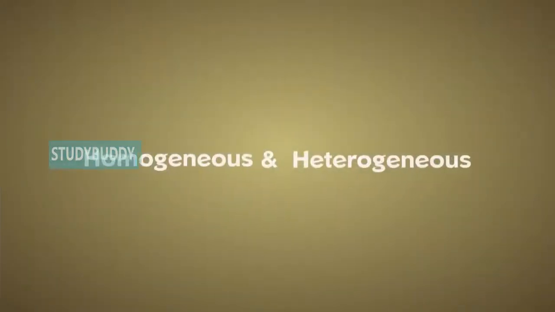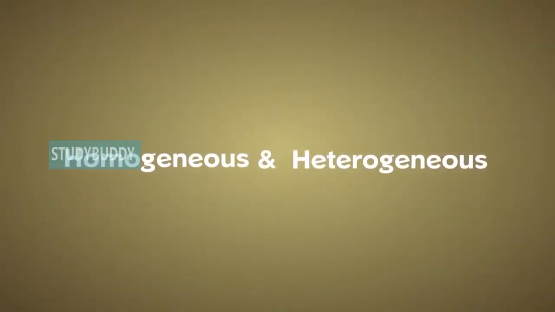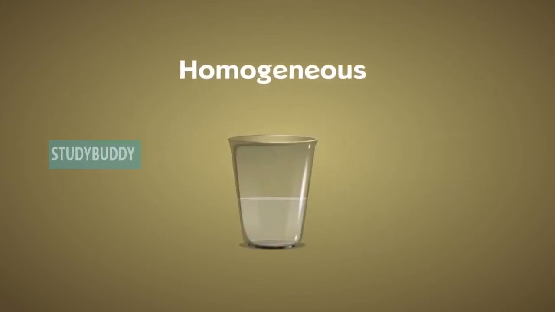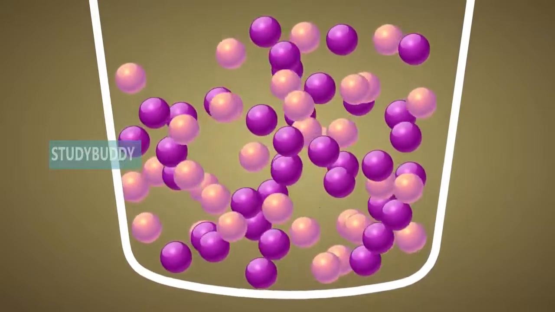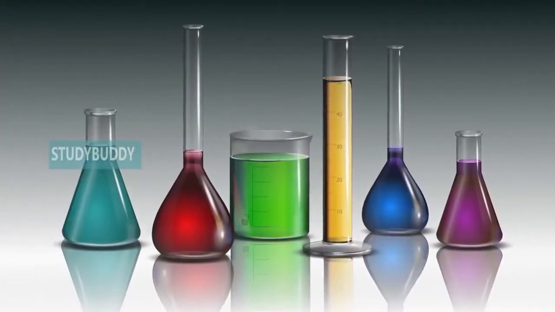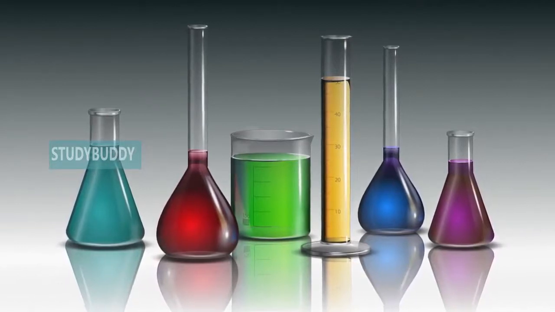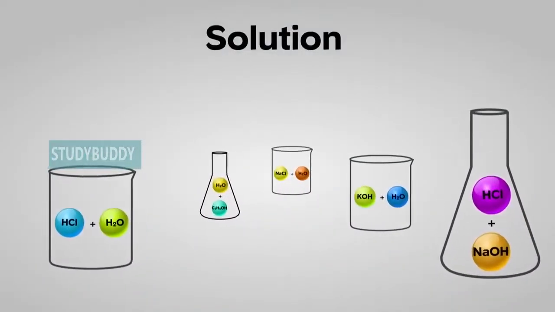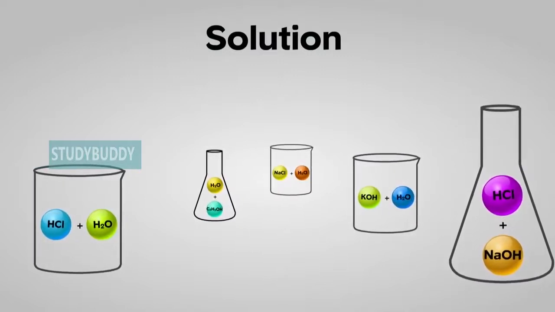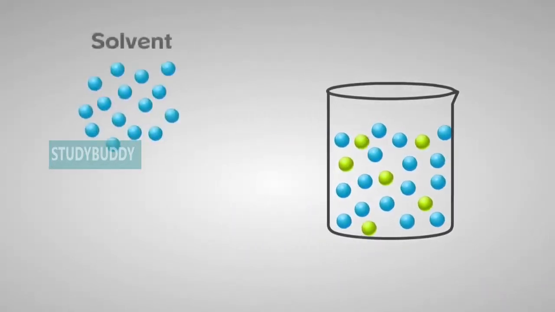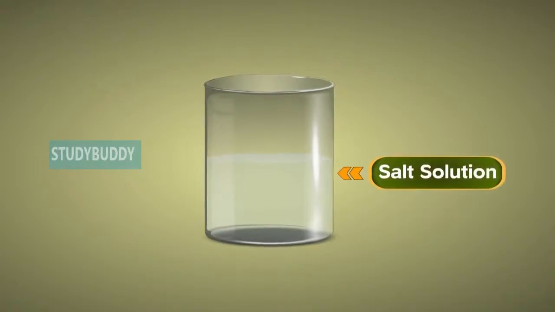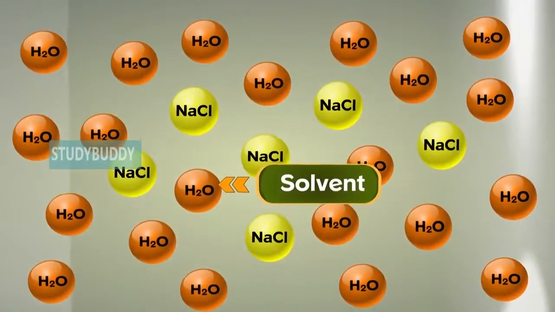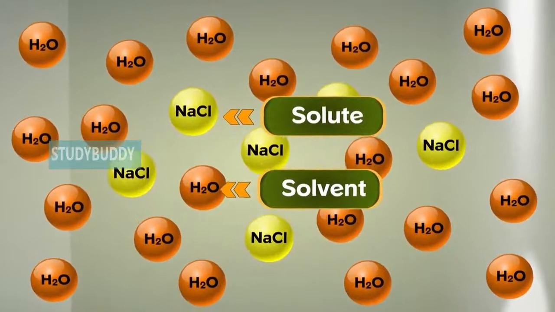Accordingly, mixtures can be classified as homogeneous and heterogeneous. A homogeneous mixture has the same uniform appearance and composition throughout. Many homogeneous mixtures are commonly referred to as solutions. A solution is a mixture of two or more substances in a single phase. The substance in the largest amount is called solvent and the substance in the smallest amount is called solute. Now, consider the case of the common salt solution we have prepared. Here, water is the solvent and salt is the solute.